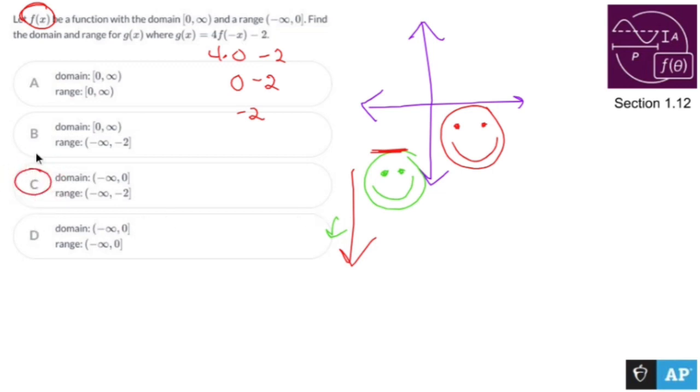So a very tricky problem. My suggestion is if you really hate this problem, then try plugging in domain values and see what happens to your answer, and take it from there.